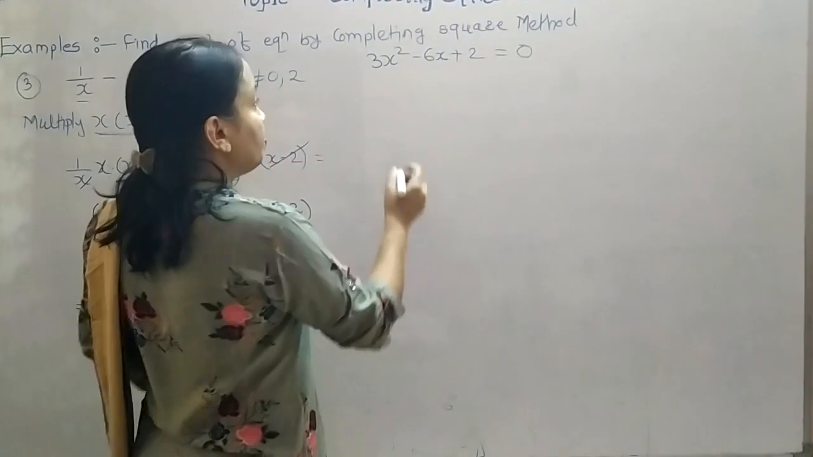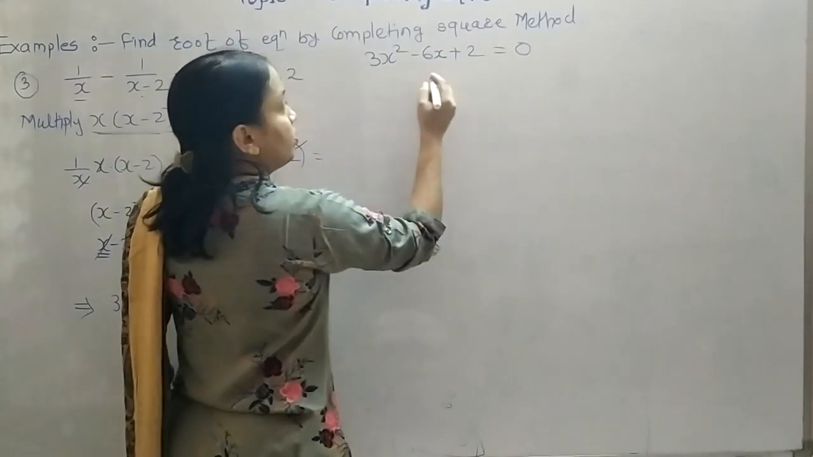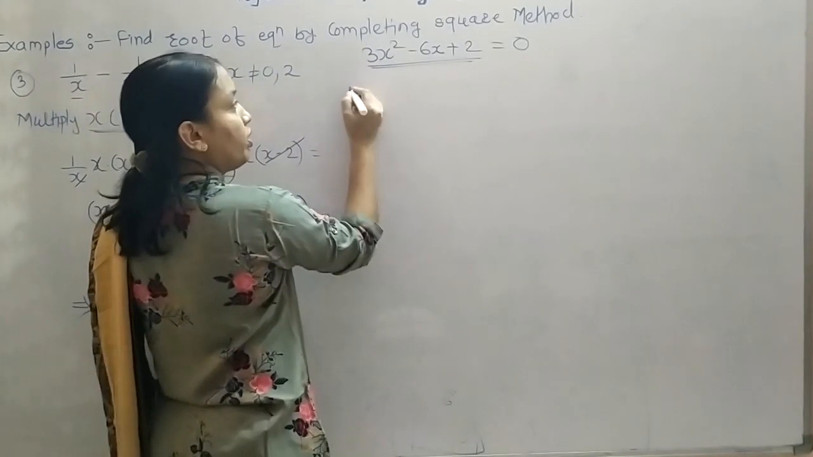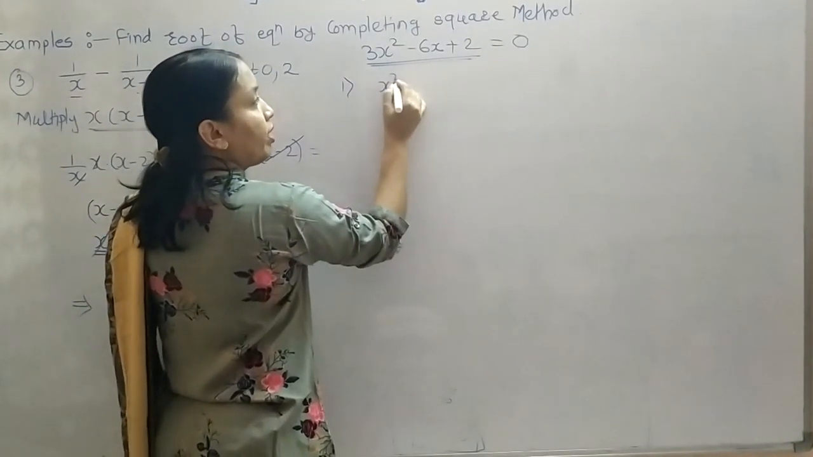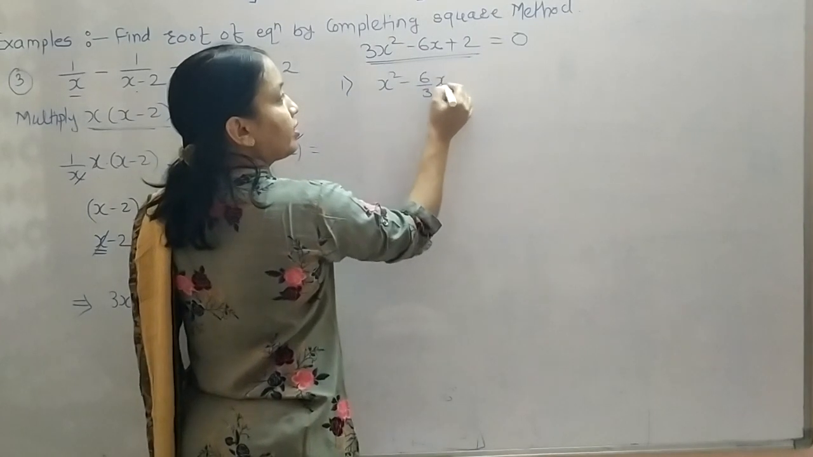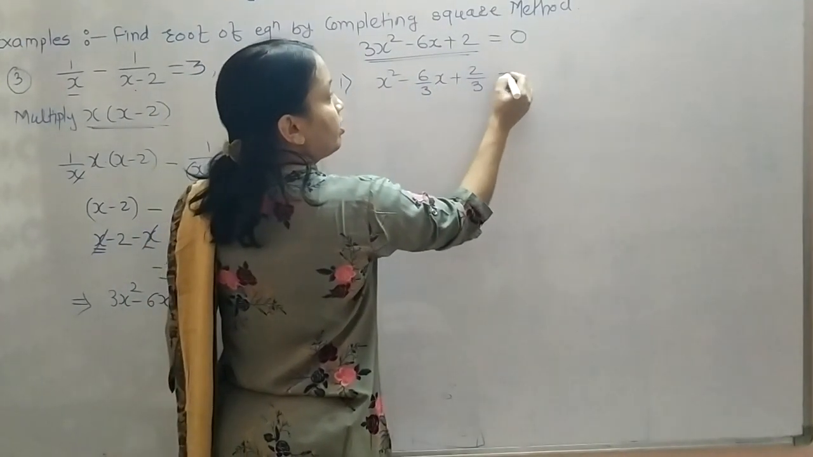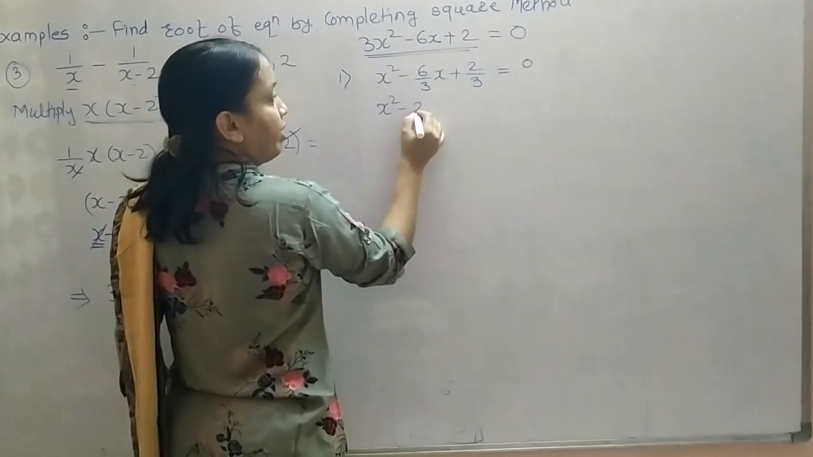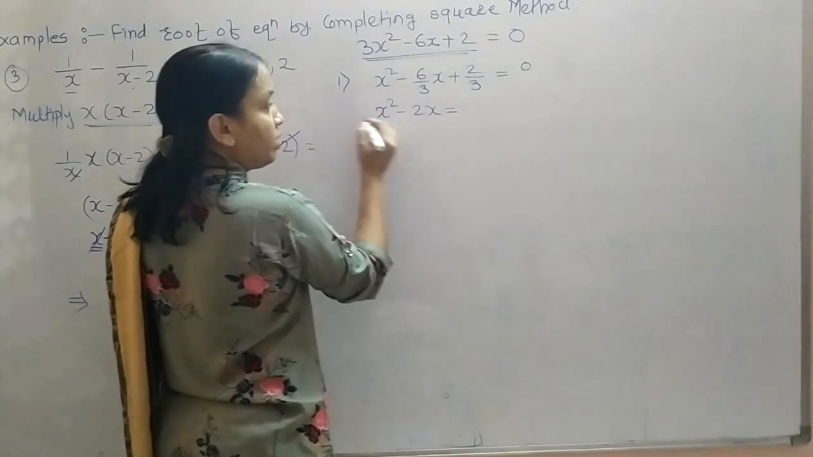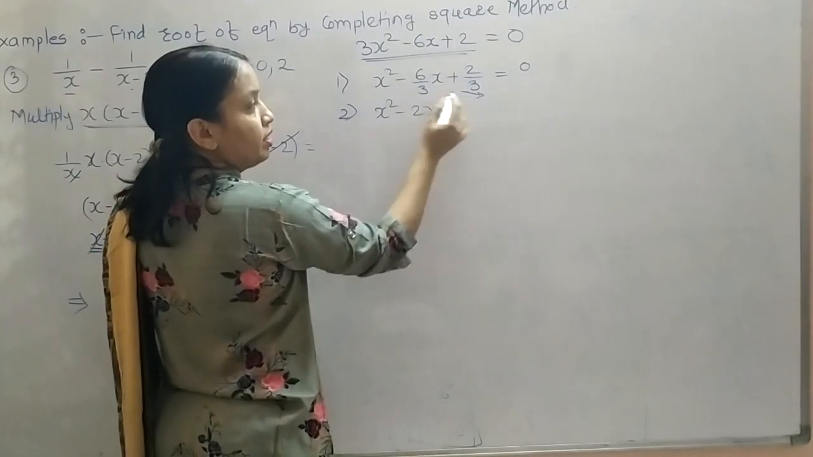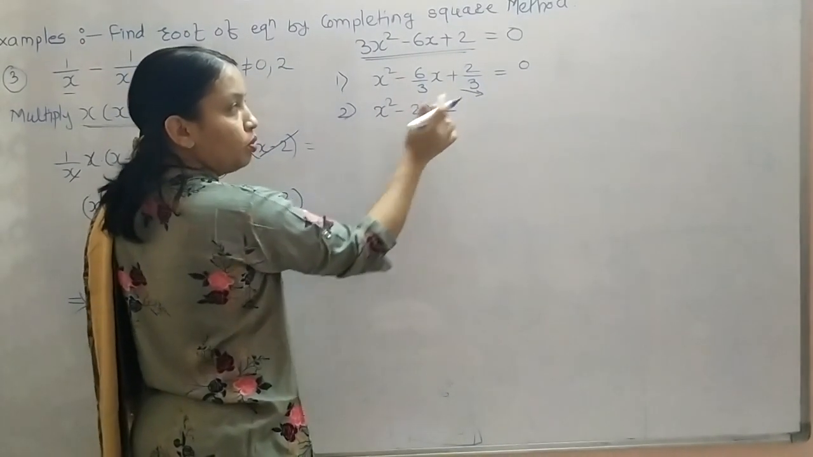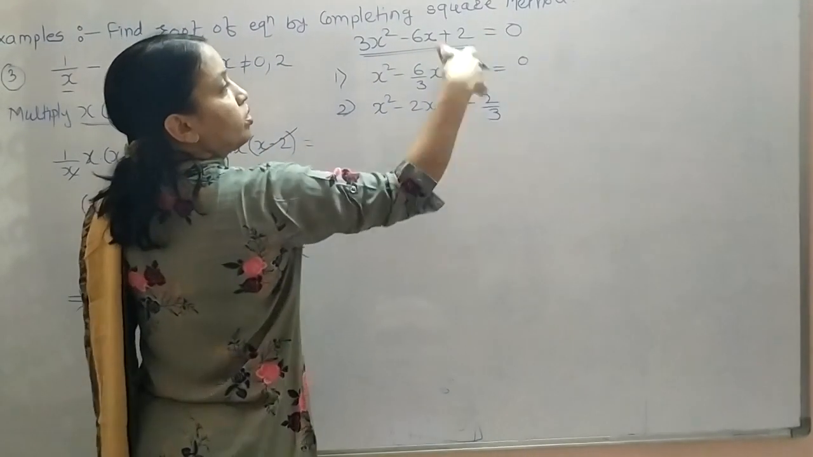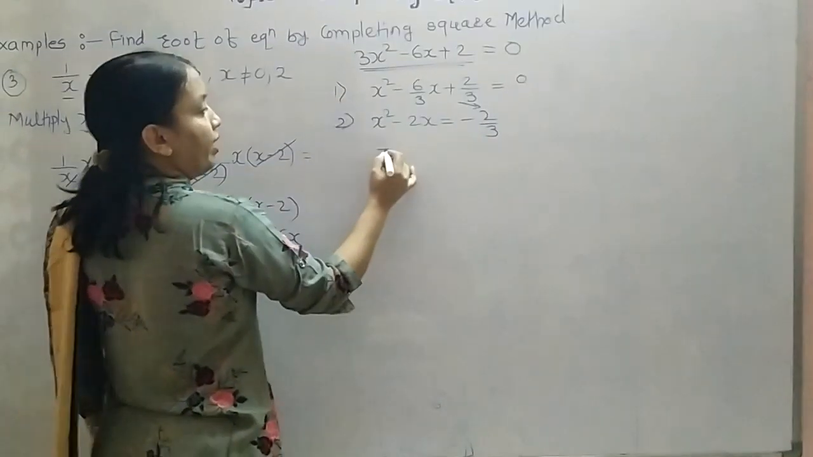Okay, now first of all make the coefficient of x square 1. Therefore first step, x square minus 6 by 3x plus 2 by 3 is equal to 0. Therefore it is x square minus 2x, now the second step. I am just transferring this as 6 divided by 3, 2, and that is minus 2 by 3. Second step, just transfer the constant to the right hand side. Now find the third term.